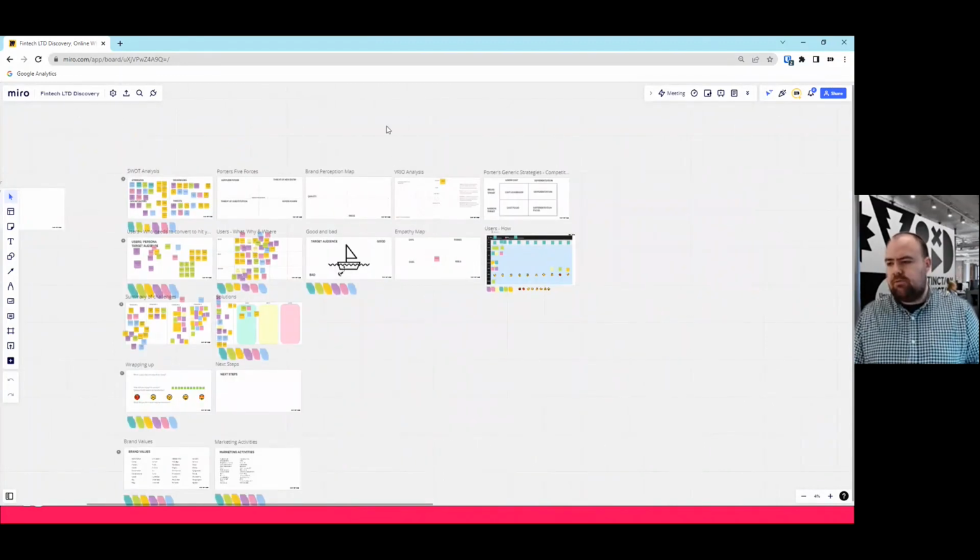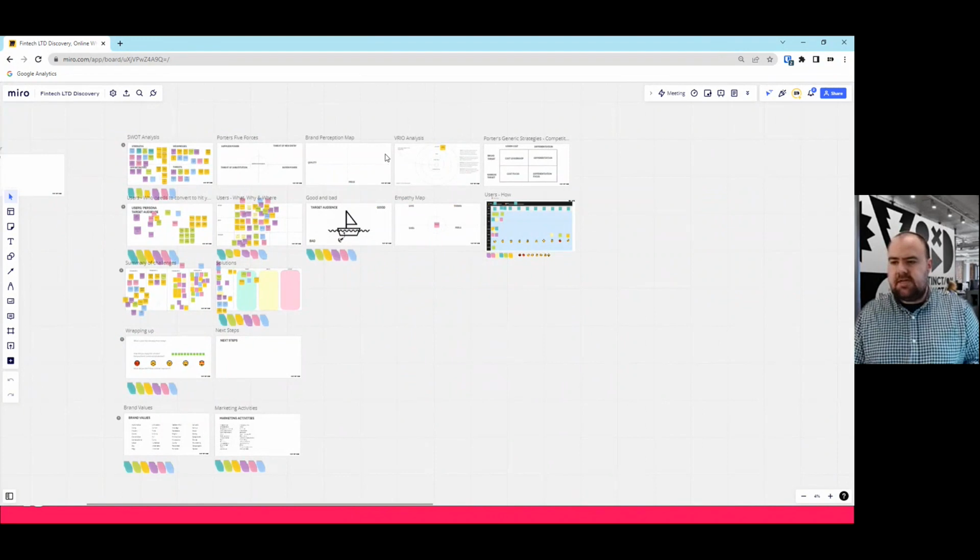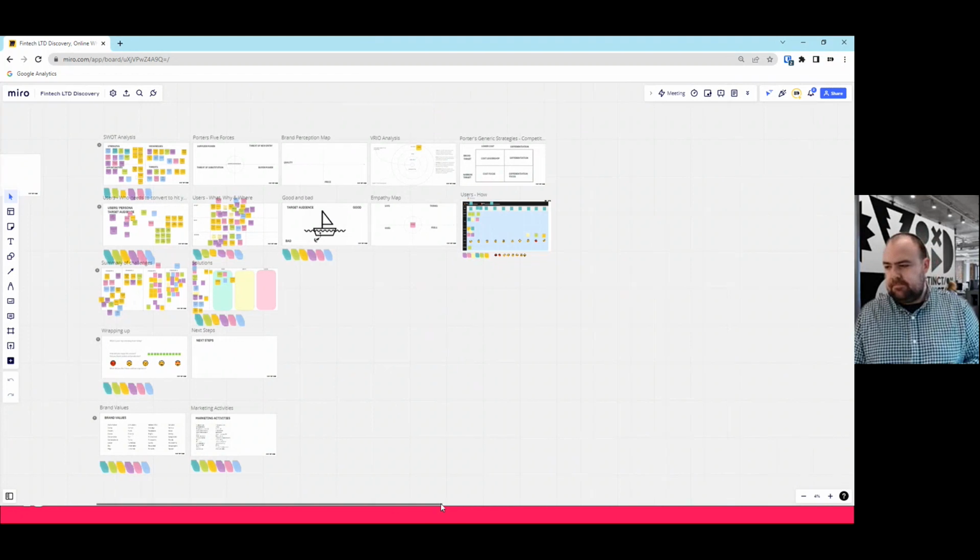This is part of our discovery toolbox that we've used for FinTech Limited, and you can see it's broken down. Here's some really high level strategy stuff, some user-based stuff, some challenge-based, solution-based stuff, and some wrapping up. We've also got some other marketing things. So there's lots of stuff we can pull from here, and we often do end up customizing a lot of these sessions.